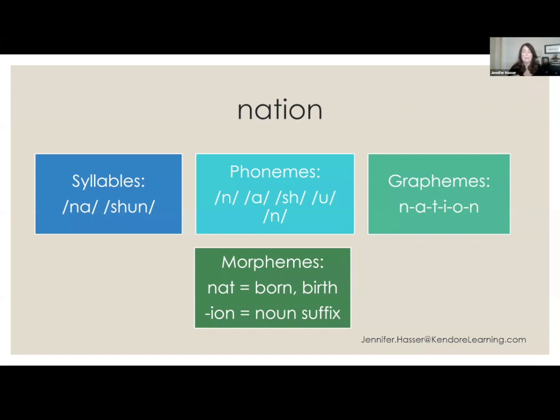The graphemes, which are our letters, I have a mistake here, so ignore that. But it would be N-A, right? N and then an A. T-I should be one sound, sh, and then O and N, okay?